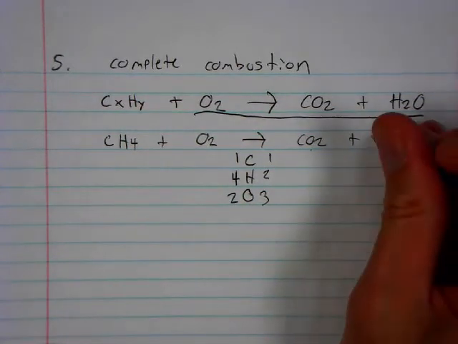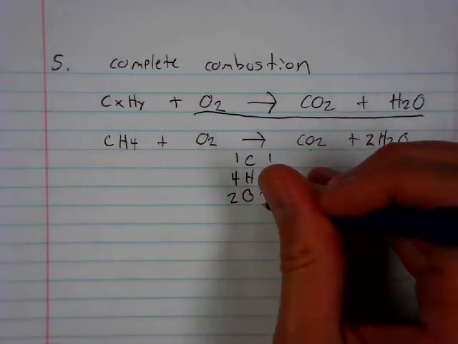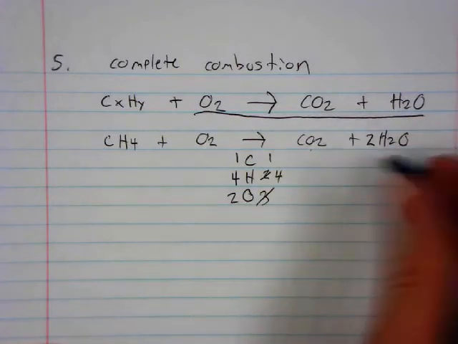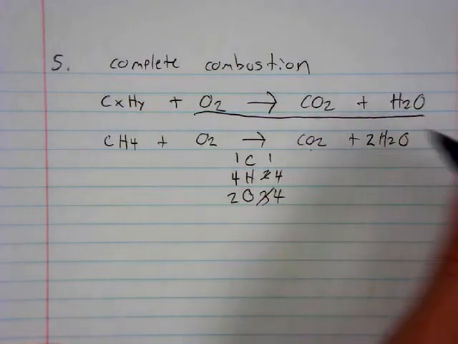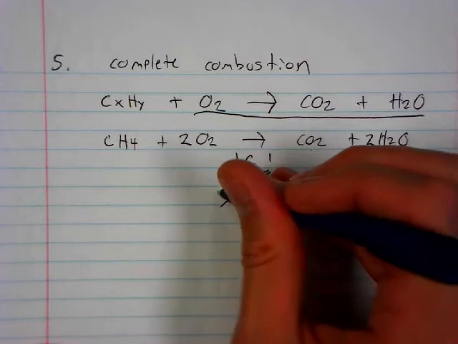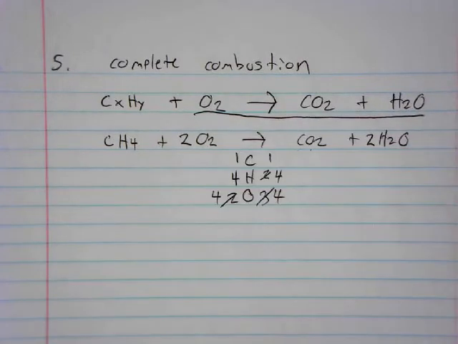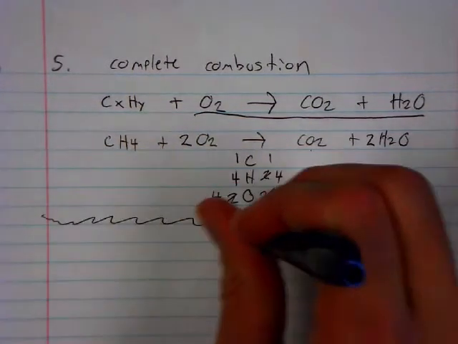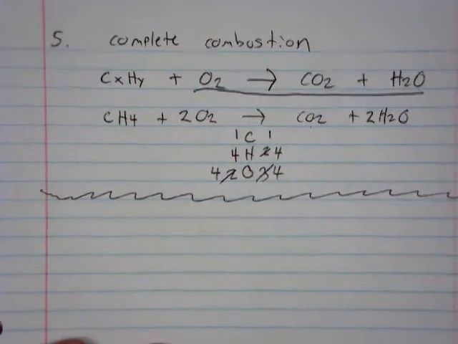So to balance this, I need 2 H's over here. That changes my H's to 4, changes my O's to 2 plus 2 is 4, which means I need a coefficient of 2 here, oxygen of 4. That is balanced. So that is balancing equations, the 5 types of equations. Very, very, very short intro. Okay.